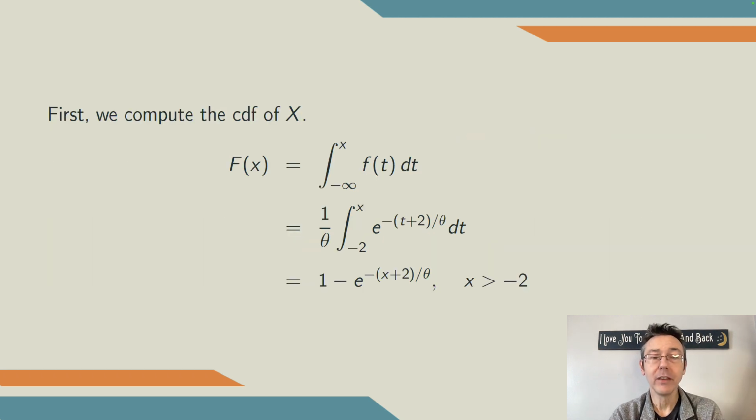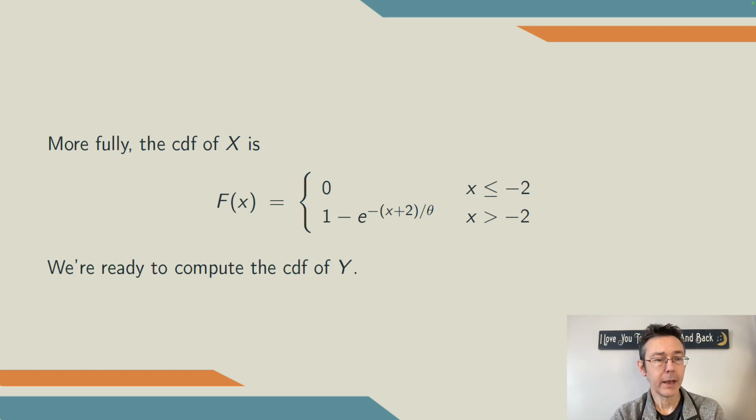Okay, let's compute the CDF of x. By definition, big F of x is the integral from negative infinity to x of f of t dt. In other words, of the probability density function. I've used t rather than x inside that integral to avoid reusing the letter x, which is already a limit of integration. That letter t is called a dummy variable, by the way. Carrying out that integration, we get the CDF as 1 minus e to the negative (x+2)/theta for x greater than negative 2.